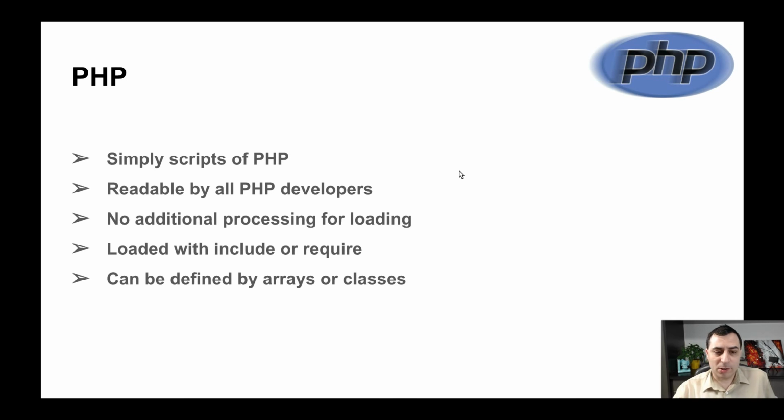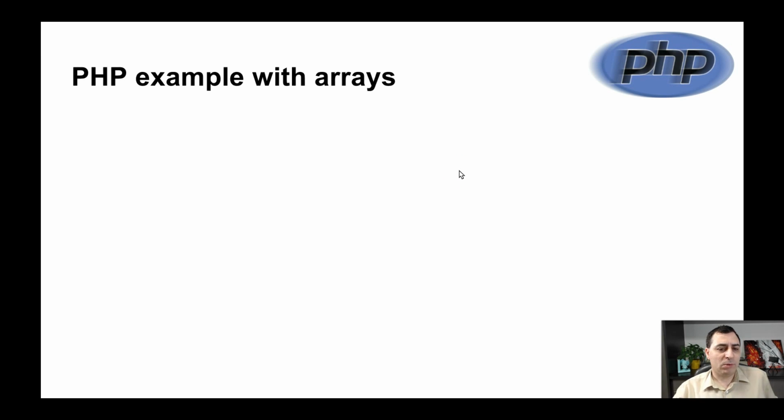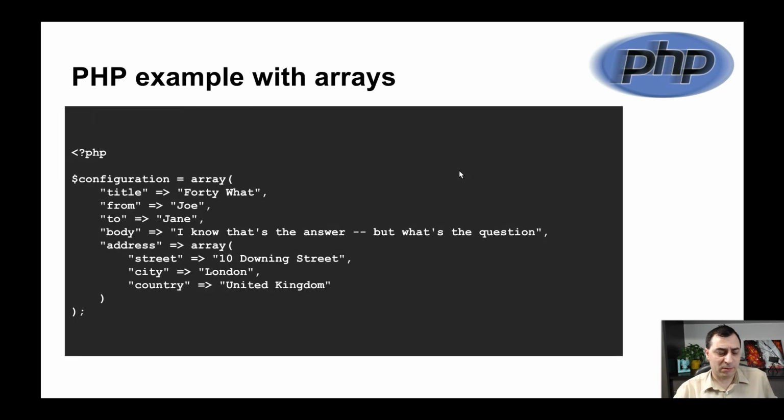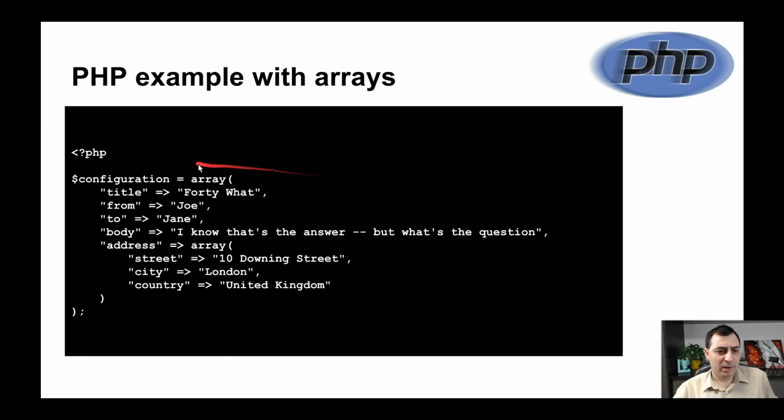Usually for configuration, there are two more common ways to define configuration values for your application, which can be either arrays or classes. Let me show you an example of defining PHP configuration with arrays. Over here, as you may see, it's a PHP script. It just defines one variable to which you assign the definition of one array. Since this is PHP, you can define any type here, including other nested arrays.